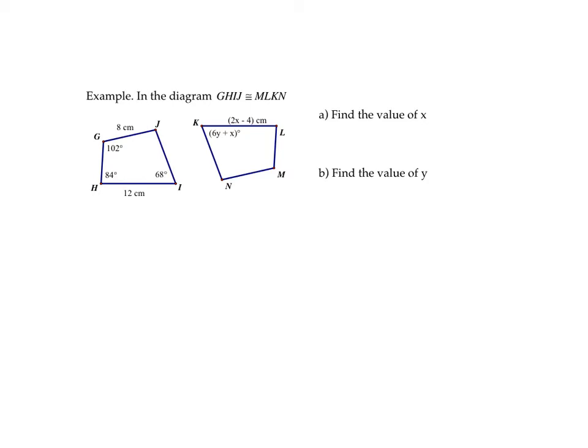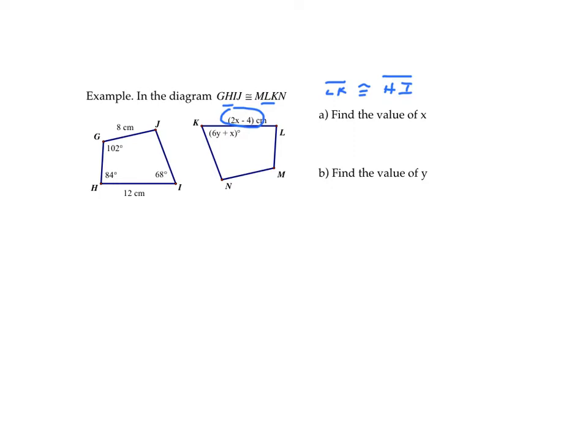In our next example, in the diagram, we have polygon GHIJ congruent to MLKN. So they're both quadrilaterals, so we don't have to use a symbol for the shape, but we're asked to find the value of x and the value of y. If I notice, right here, line segment KL has 2x minus 4, and I know from the congruent statement that line segment LK corresponds to line segment HI. So I can say that LK is congruent to HI. So since those two segments correspond to each other, they must be congruent.